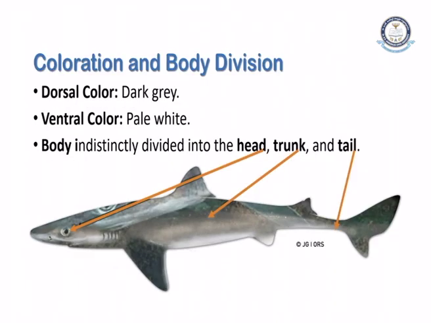Now, regarding the coloration and the body division, the body of the Scoliodon is divided into mainly three parts, that is head, trunk and tail. The color of the body of the shark is dark grey in color, and on the ventral side it is pale white in color.